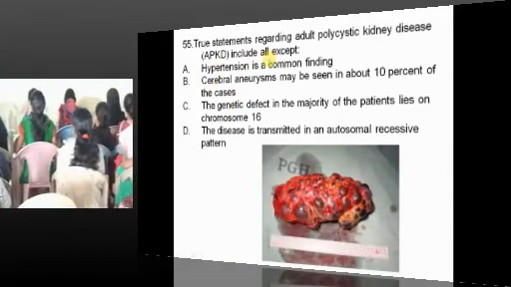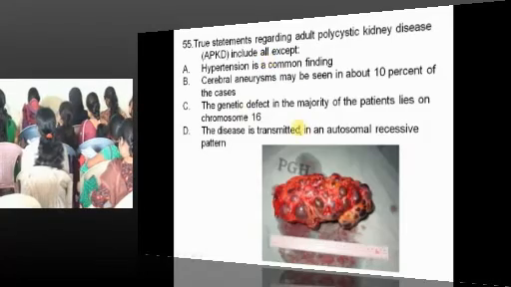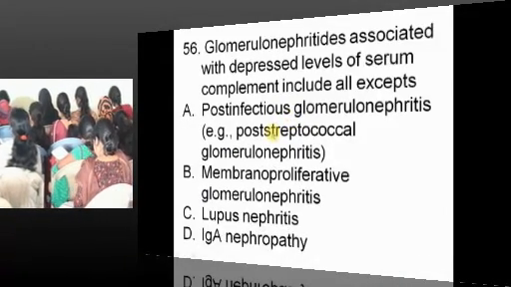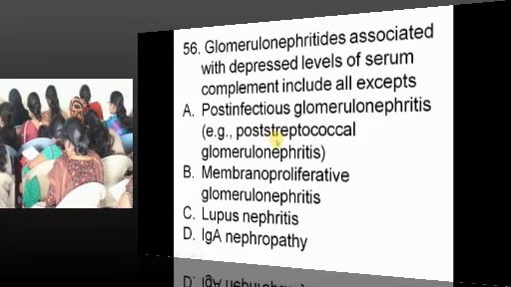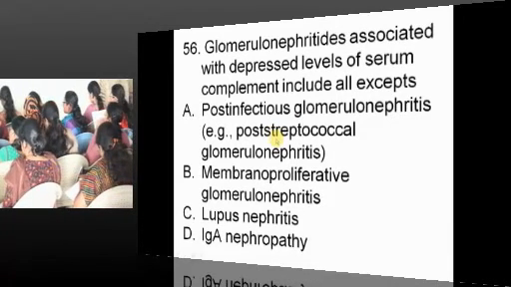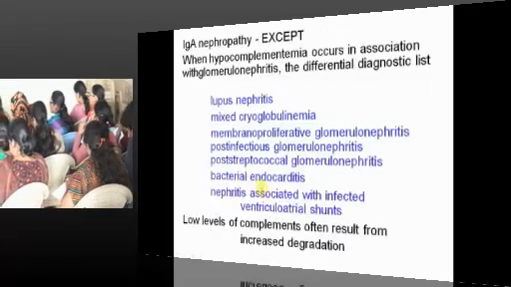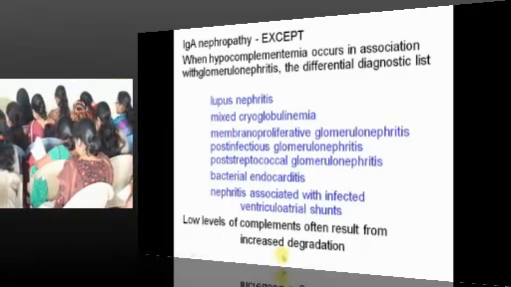ADPKD, D. Autosomal dominant but not recessive. Good. Normal complement is the rule in IgA nephropathy. All others are associated with hypocomplementemia.